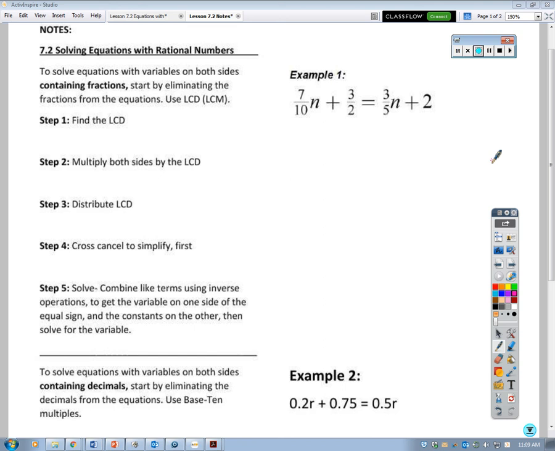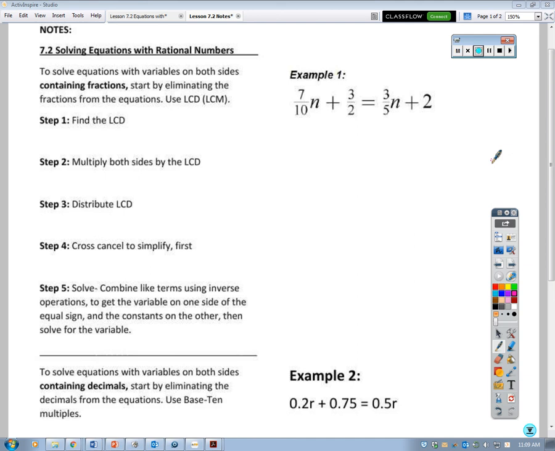Okay, Math 8 students, we are starting lesson 7.2, which is solving equations with rational numbers. This is building on 7.1, which was solving equations with variables on both sides. What we're doing is we are continuing to have variables on both sides of our equation that we are solving for, but we're now not just using integers, we are using rational numbers as well, so fractions and decimals in our equations.